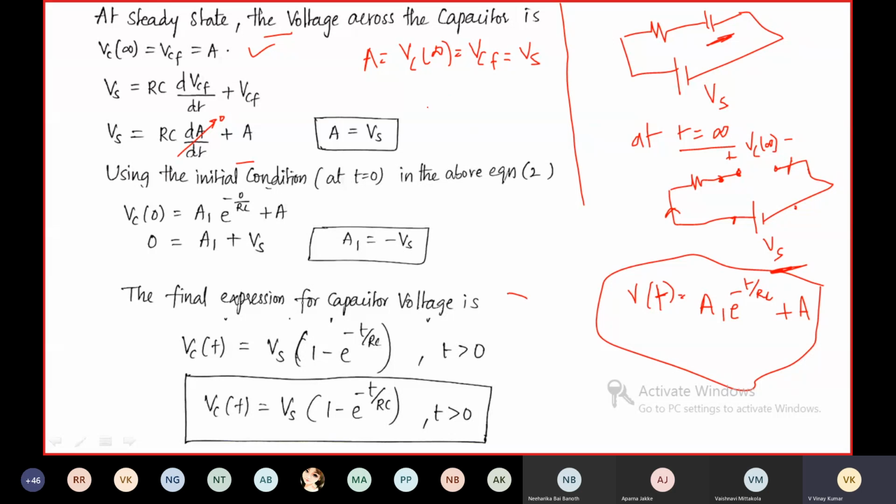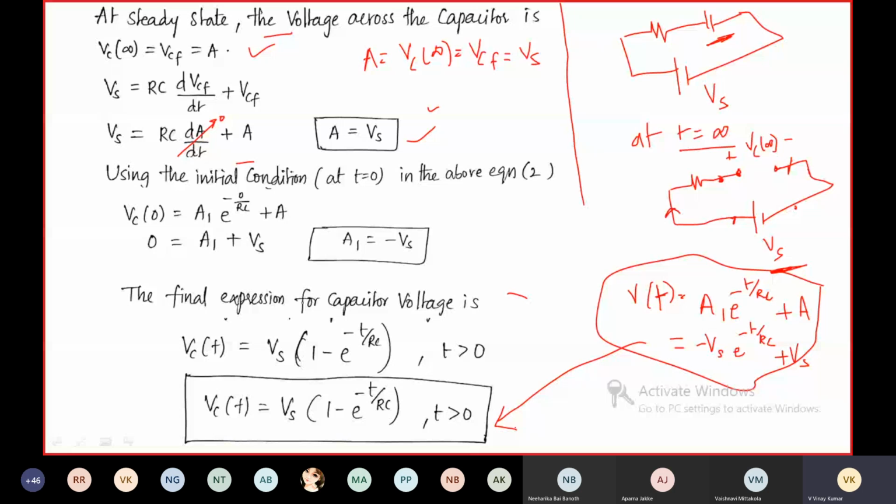The final expression for the capacitor voltage, after including all values, where the value of a is Vs and the value of a1 is minus Vs: Vc of t is equal to minus Vs e power minus t by RC plus Vs, which is equal to Vs into 1 minus e power minus t by RC, for t greater than 0.